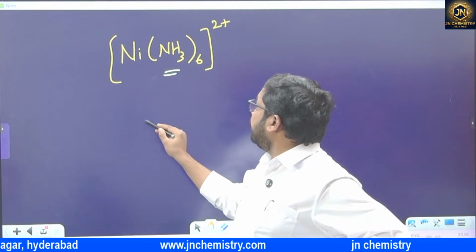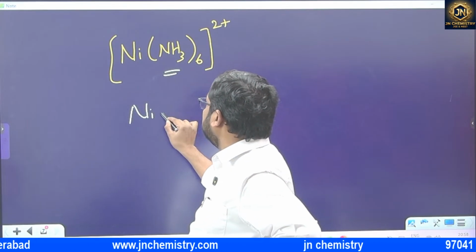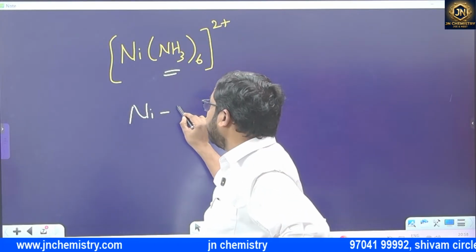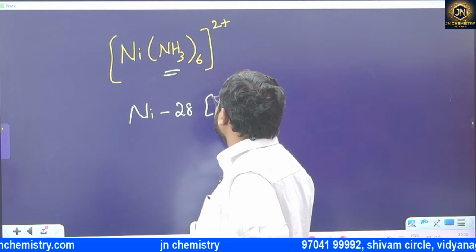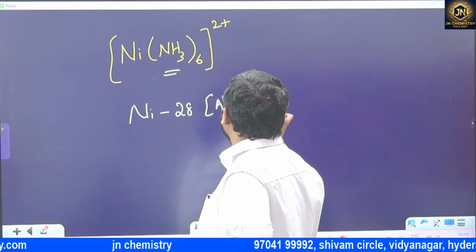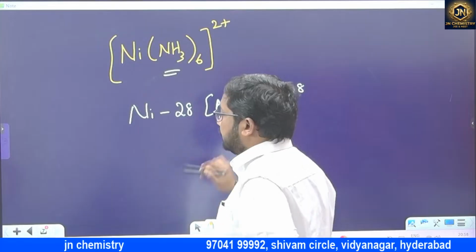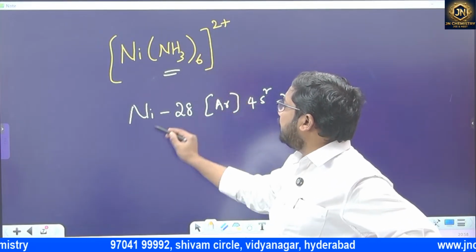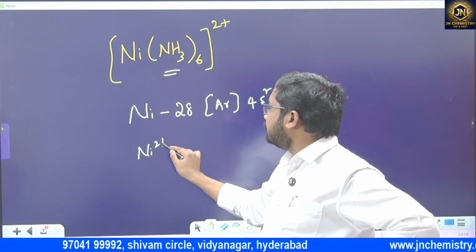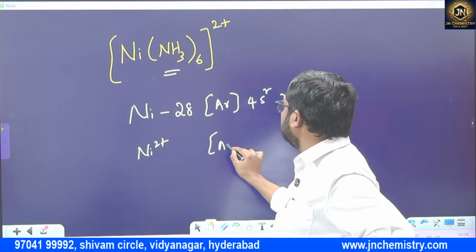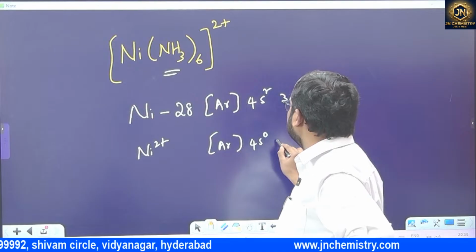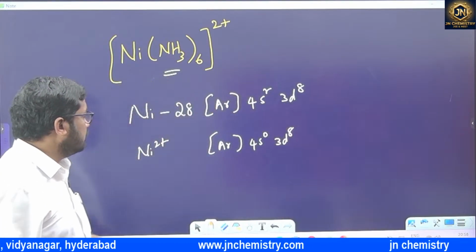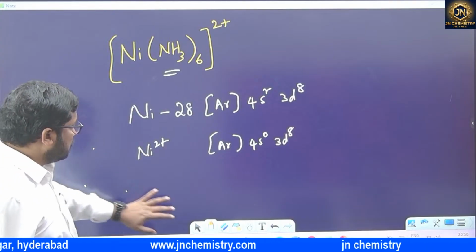Hello Nikhil, what is the atomic number? 28. Argon 4s2 3d8. So obviously Ni2+ is argon 4s0 3d8. Yes or no?